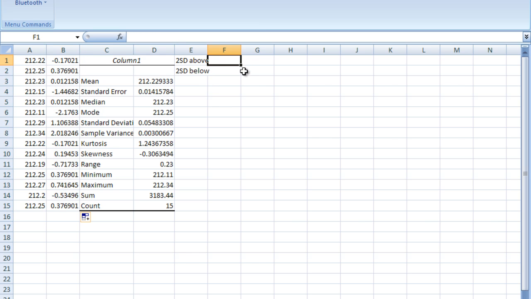The other part of this said, are there any values 2 standard deviations above or below? Again, you can just do a little formula for that. Mean value plus 2 times standard deviation, okay? And then similarly, mean value minus 2 times standard deviation.